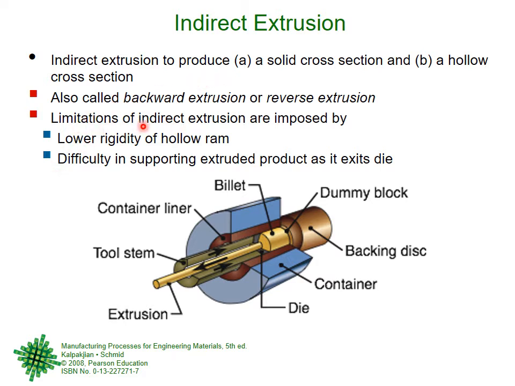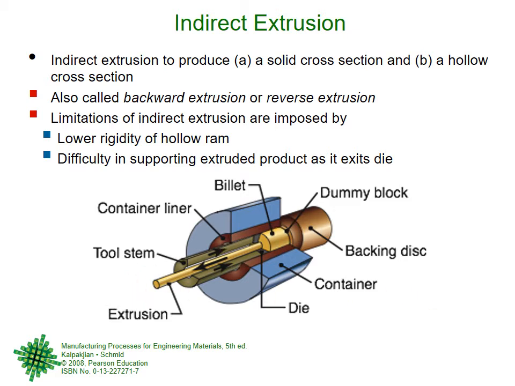There are certain limitations. Lower rigidity. Rigidity means how strong it is, how much force it can withstand. Because it is not going in the same direction, it has to come back, so the rigidity is low. And there is difficulty in supporting the extruded product, because there the product was going in that direction, so 5 meters, 6 meters of the product could be there on tables. Here the product is coming back in the direction of the ram, right? Ram is pushing here and it is coming back.